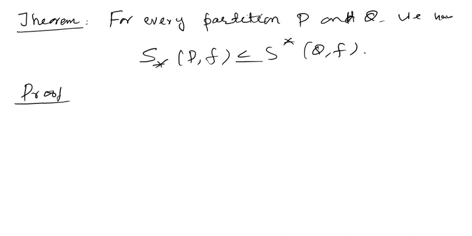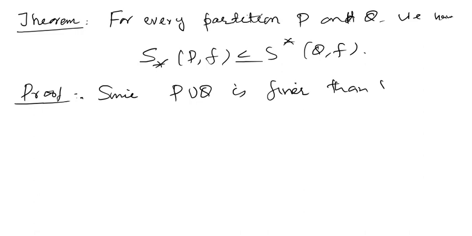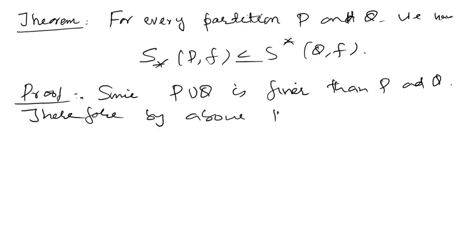So let's take the common refinement. Since P union Q is finer than P as well as finer than Q, therefore by the above theorem... Let's name them: you have done three theorems so far, so call this the third theorem, the one before it theorem 2, and the result before that theorem 1. It's from theorem 2.